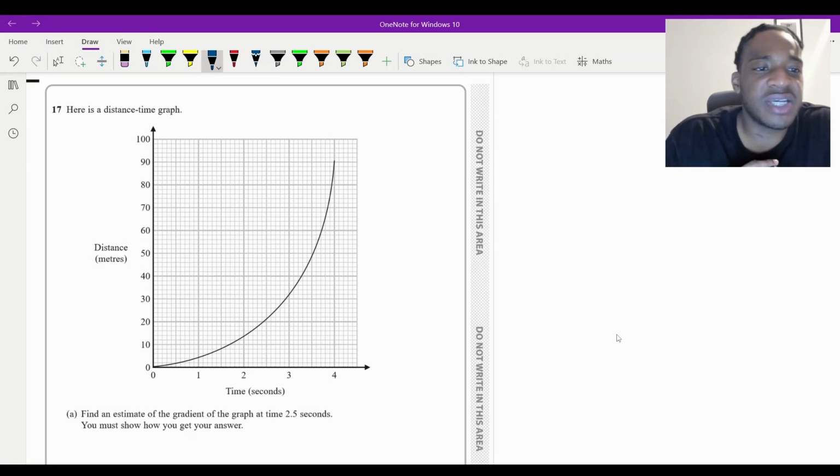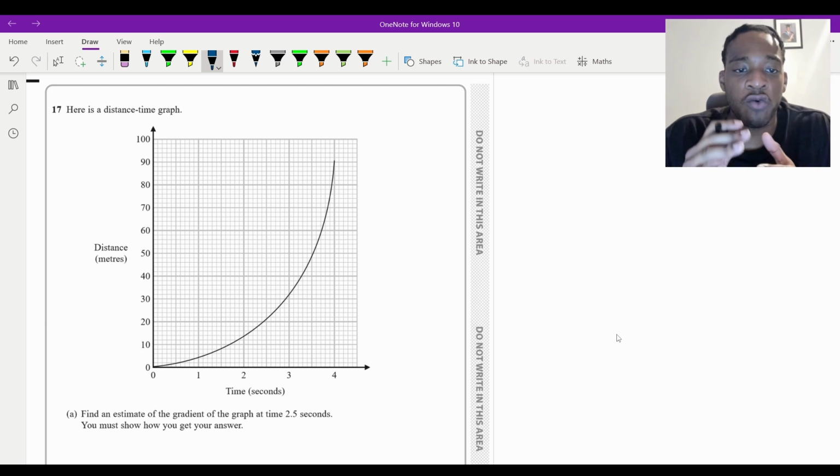Okay, so question 17 says, here is a distance time graph, and we need to find an estimate of the gradient of the graph at time t at time 2.5 seconds. You must show how you get your answer. Okay, so we're dealing with a graph which is curved, right? This is a curve, and it asks us for the gradient at a specific point.